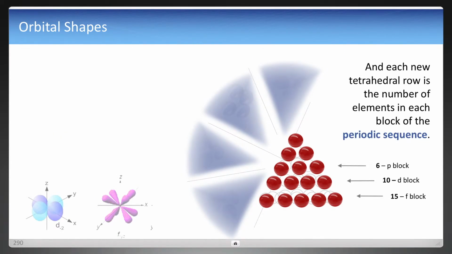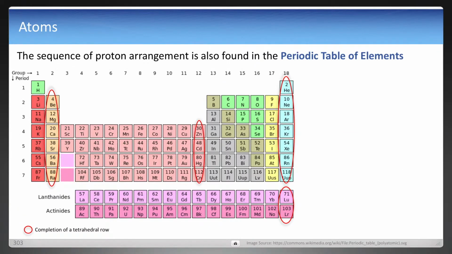Now each one of those is a block in the periodic sequence. So the 3rd row, the 4th row, and the 5th row respectively become the p block, the d block, and the f block. And here is that sequence and the blocks that were mentioned. It's called the periodic table of elements.